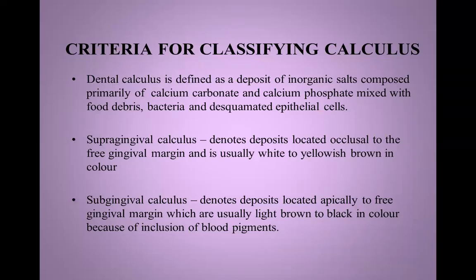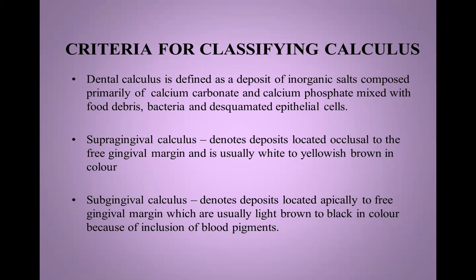Now the criteria for the classification of calculus. Dental calculus is defined as a deposit of inorganic salts composed primarily of calcium carbonate and calcium phosphate, mixed with food debris, bacteria, and desquamated epithelial cells.